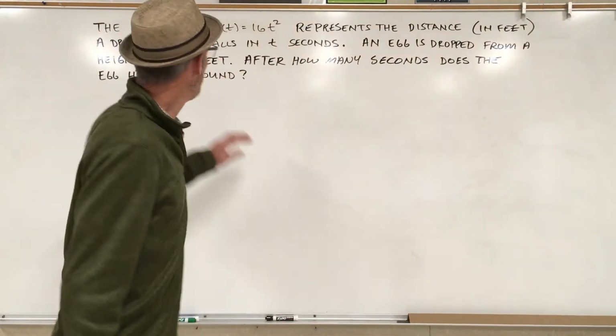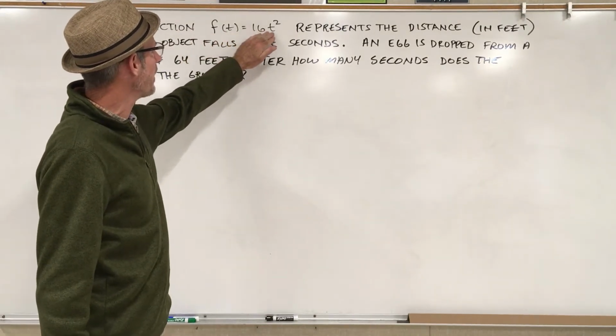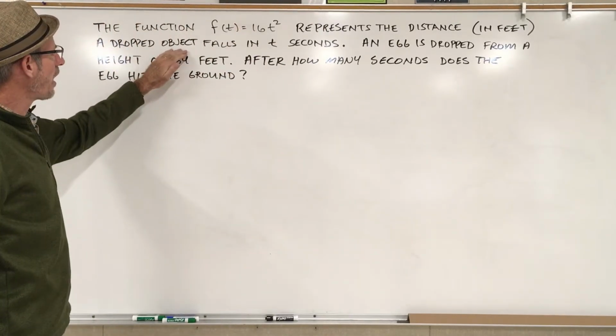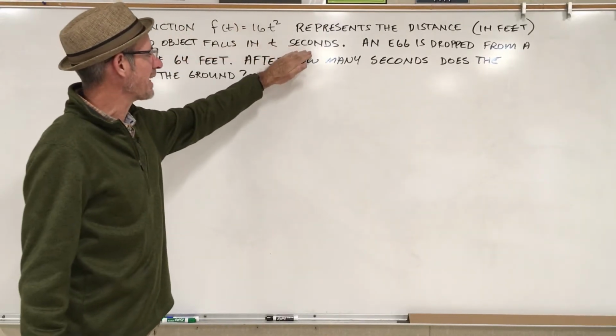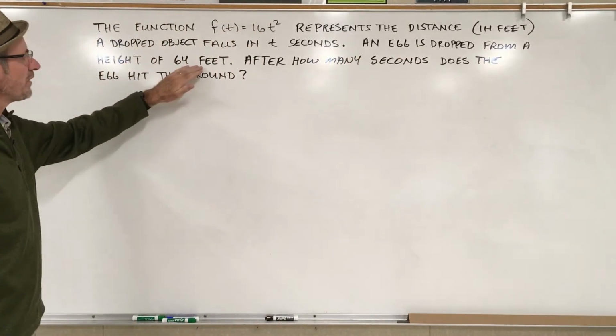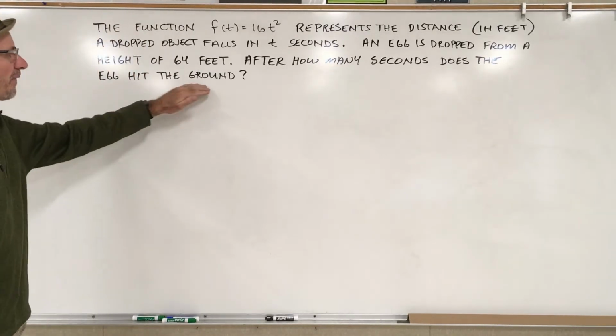In this problem, they're telling us that the function f of t equals 16t squared represents the distance in feet a dropped object falls in t seconds. And then it says an egg is dropped from a height of 64 feet. After how many seconds does the egg hit the ground?